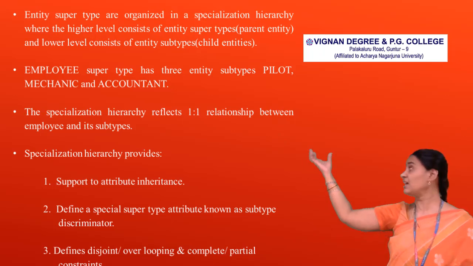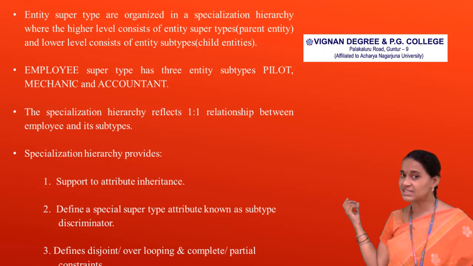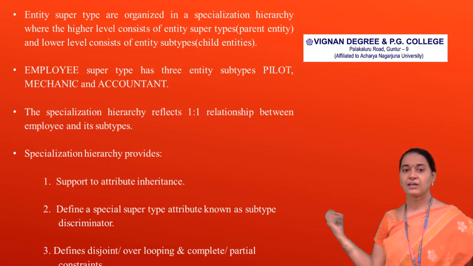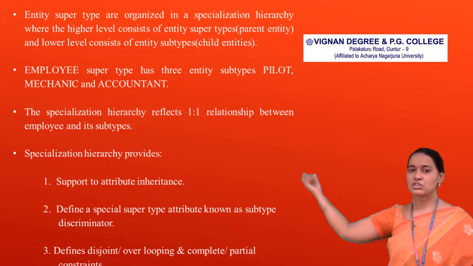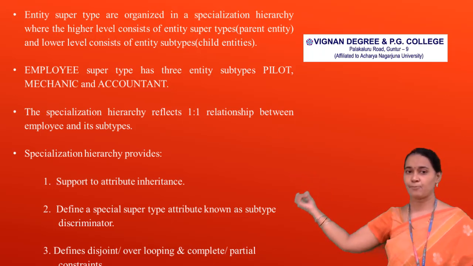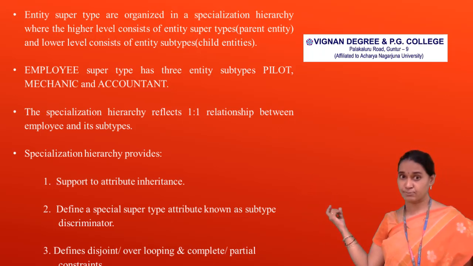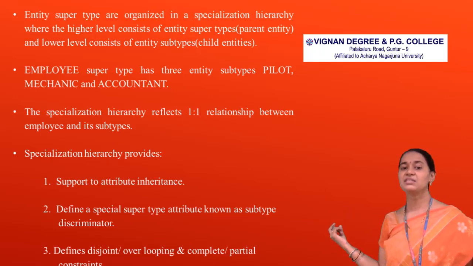In our example, we consider employee as a supertype, and from this employee supertype I generate three subtypes. What are those three subtypes? One is pilot, the second one is mechanic, and the third one is accountant. These are the three subtype entities which I am going to use. The specialized hierarchy reflects a one-to-one relationship between the employee and its subtypes.